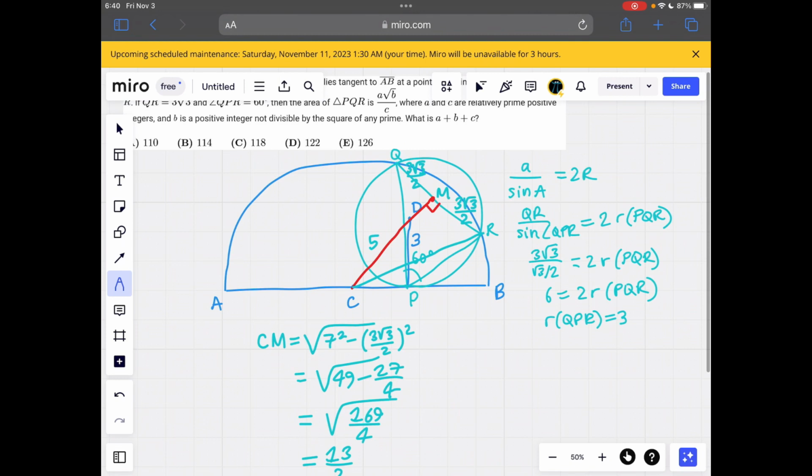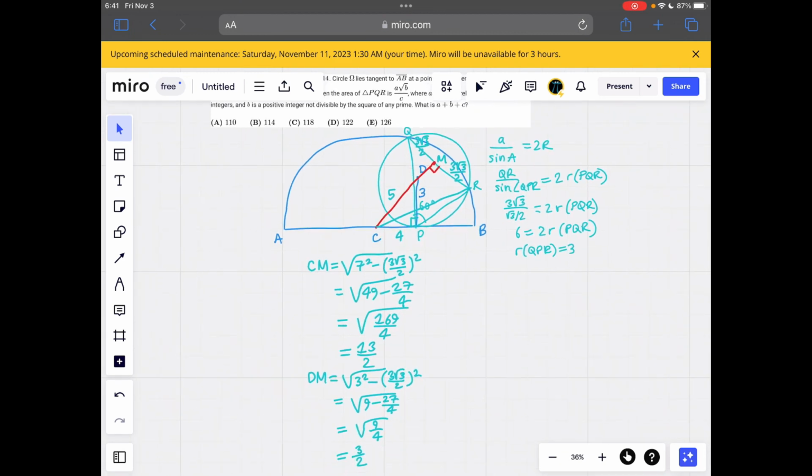We have angle DPC is a right angle because the angle formed by the center of a circle, the point of tangency, and the tangent line is always a right angle. So that must be a right angle, and CP is equal to 4.